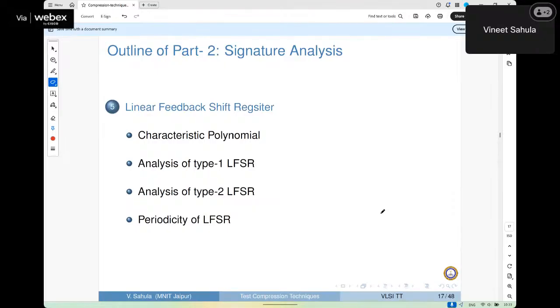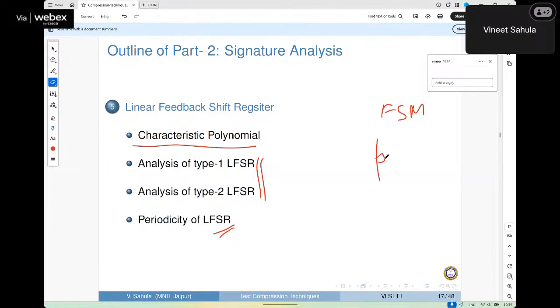To be able to realize, design and implement the LFSR, we must first know on what basis we are gathering it. That's called the characteristic polynomial. There could be two types of LFSR. And if you take the LFSR as some kind of a sequential circuit, we could draw an FSM for this. Any FSM you draw is always periodic.